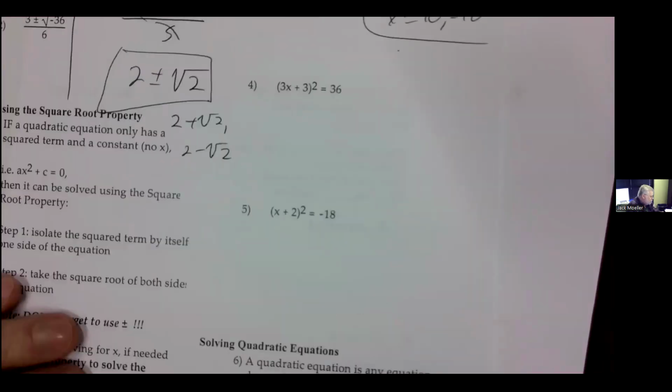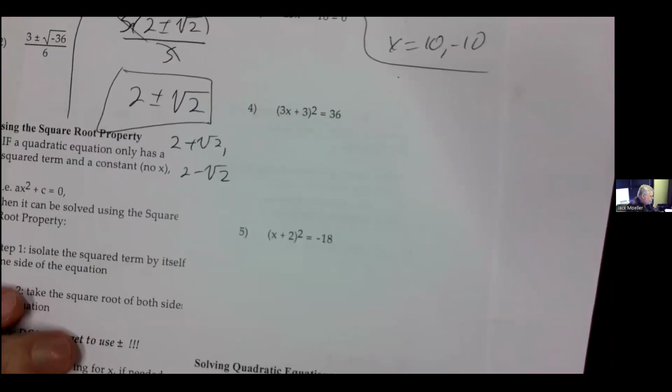There are more advanced versions of this. Let me just show you one of these. So number four, we have 3x plus 3 quantity squared equals 36.